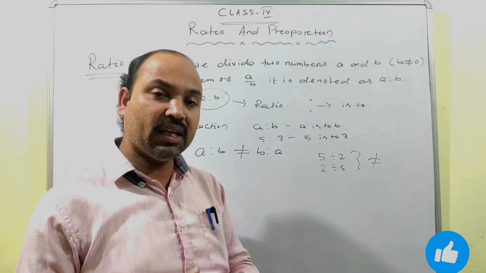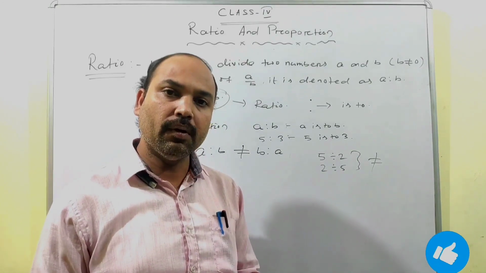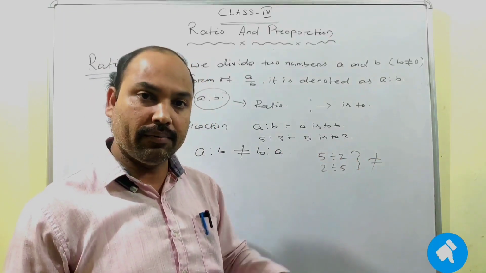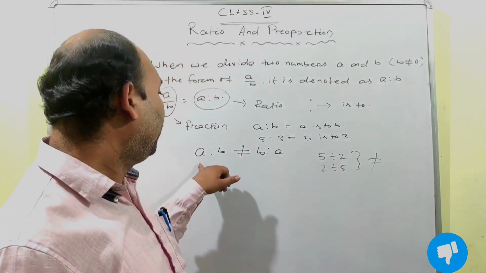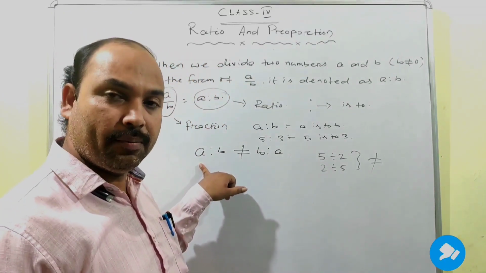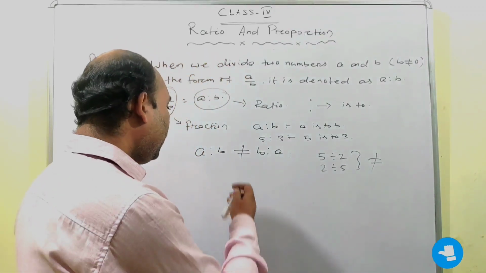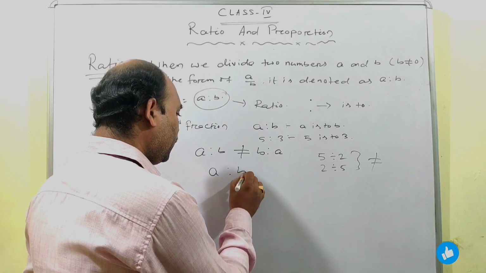Okay? If you say the ratio of 3 and 5, it means 3 is to 5. Clear? So now we discuss A and B. What do we mean by A and B here?